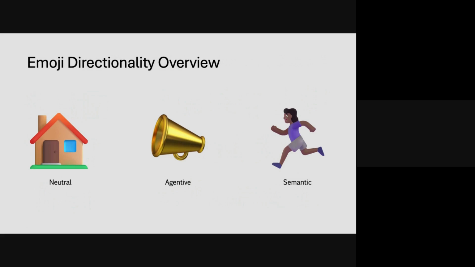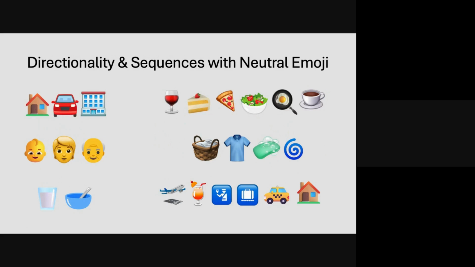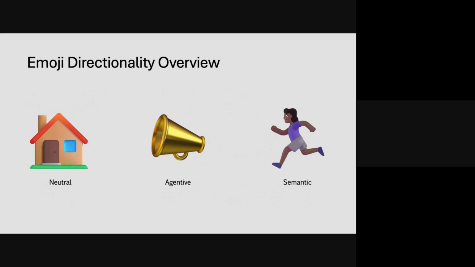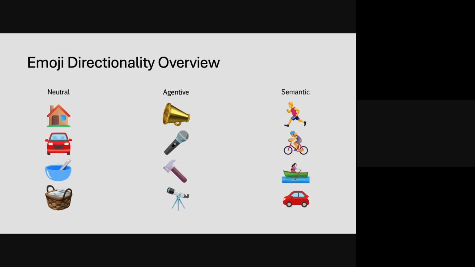No? Okay. Anyway, the sequences that we looked at here are all emoji with neutral directionality. But when you're looking at more than 3,000 emoji, which is around the number that we are at, there's more than one type of direction. And that's what we're going to be talking about next. There's neutral, agentive, and semantic. If I go to the next slide, I'll try to explain a little more about how the ESR categorized all these thousands of emoji into these categories.